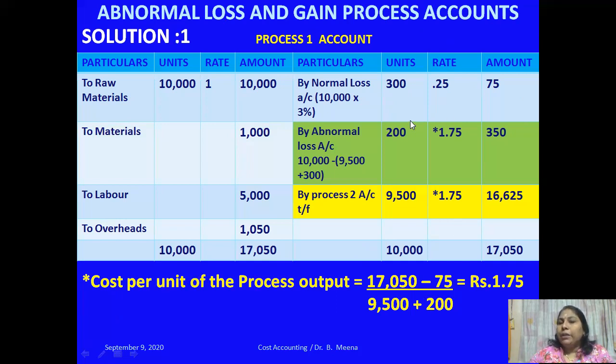I think all of them understood how I made a calculation for knowing the normal loss. So normal loss term will come when we have a wastage with the scrap value. The next is by process to account transfers. By process to account transfer.